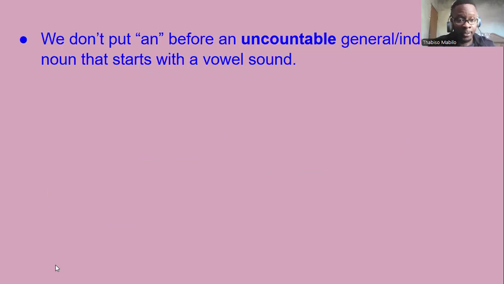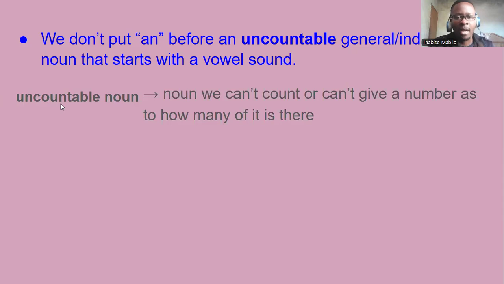Right. Let's go to the next rule, which I believe will be the last rule that we are doing under the article "an." So this rule says we don't put "an" before an uncountable general or indefinite noun that starts with a vowel sound. Uncountable noun is the opposite of countable. Remember, countable, we said we can count 1, 2, 3. But uncountable means we cannot count.